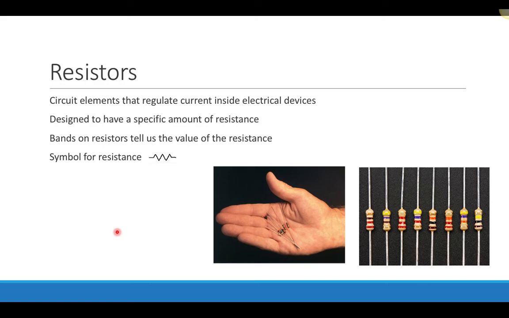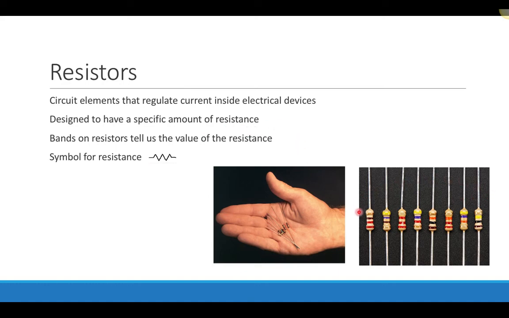A lot of times we want to have a certain amount of current flowing through our circuit, and so we can manufacture something called resistors to regulate the current inside electrical devices like your computers or any type of electrical device that you can think of. They are designed to have a very specific amount of resistance associated with them.